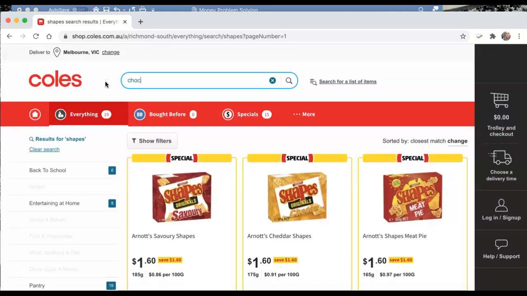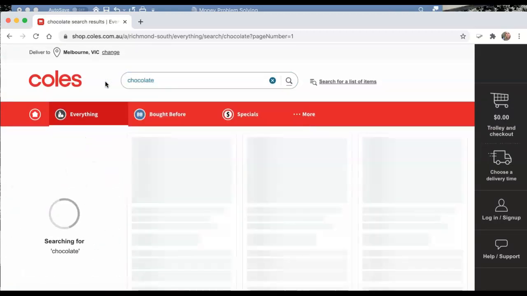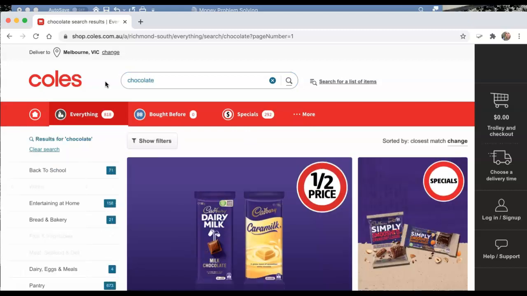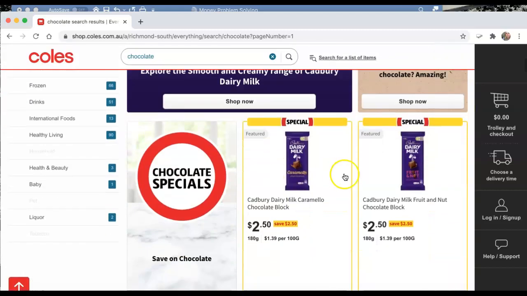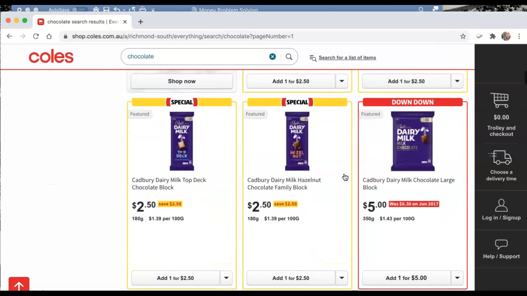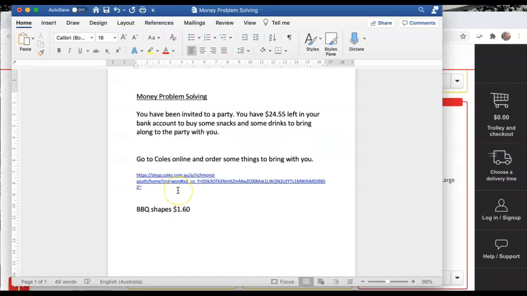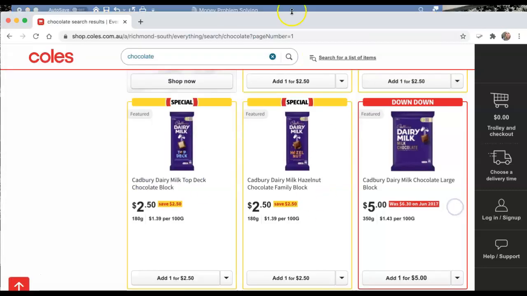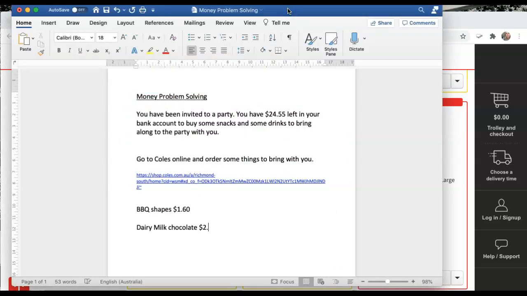I'm going to get some chocolate because everyone loves chocolate at a party. And I can see that I can get, well, what flavour do we like? I'm going to get Top Deck here. So I've got my dairy milk chocolate. So I've written out what it is so that when we are correcting your work we can see what it is, and that was worth $2.50.